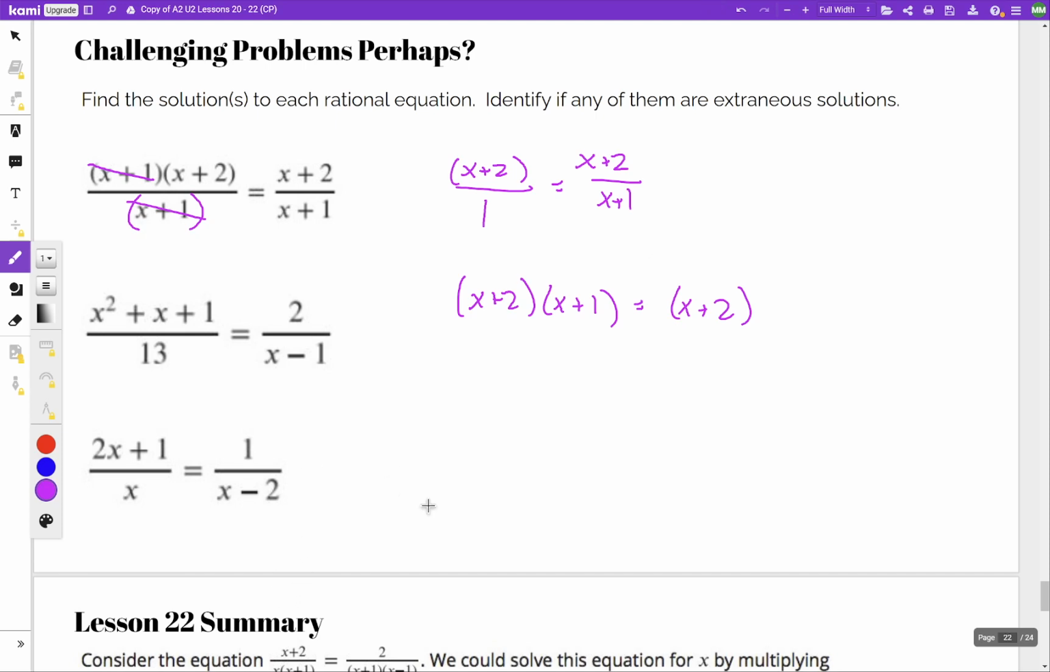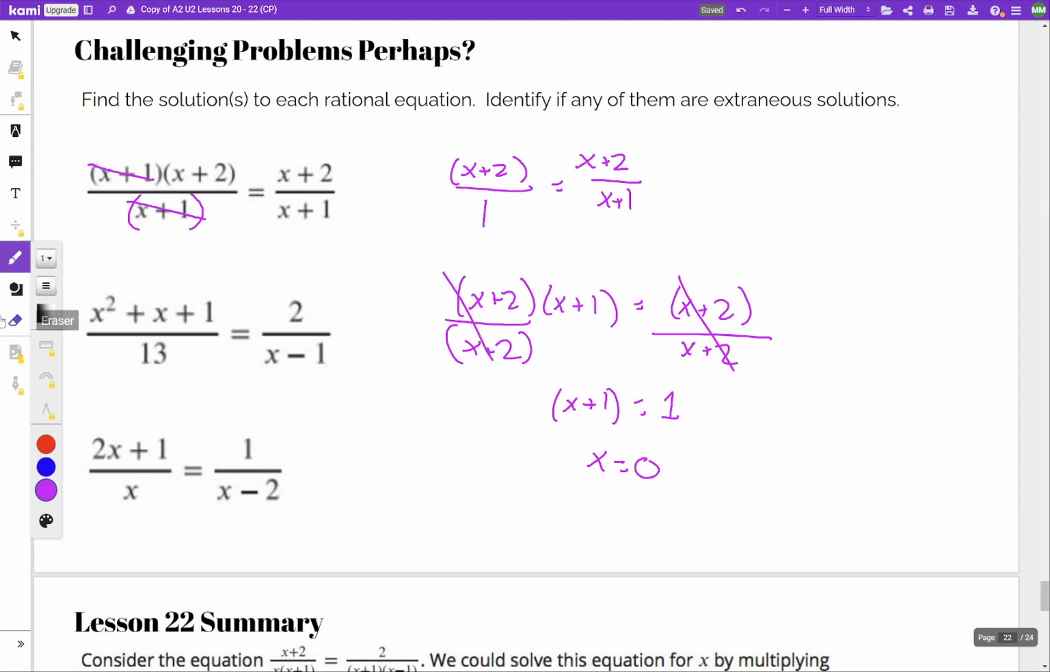Now watch what happens. I have an x plus 2 on the left and an x plus 2 on the right, and they're factors in parentheses. Could I just cross them out? Can I divide both sides by x plus 2? Is that legal? Believe it or not, it is. So I'm going to divide by x plus 2 on both sides. And now I get x plus 1 equals 1. That's an easy one to solve. Subtract 1, and x is 0.